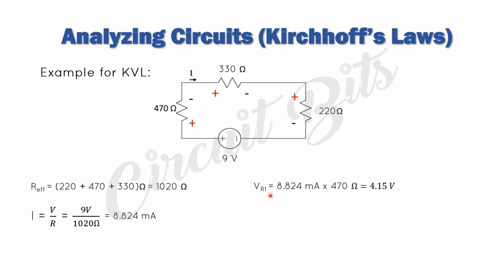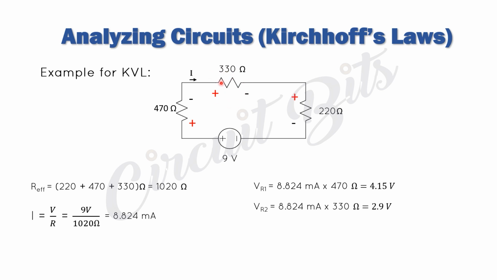Okay, from Ohm's law, we know that voltage is equal to current times resistance. That will give us 4.15 volts, so the voltage drop across this resistor is 4.15. Then we check for VR2, and we have 8.824, which is the same current going through this. We have this in series, so the same current goes through every load on this network. So we have 8.824 milliamps going through I2 and through R2.